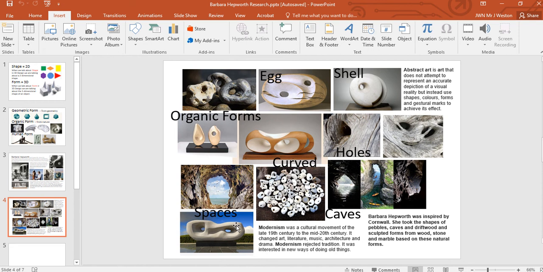So we can clearly see the link between a Barbara Hepworth sculpture and natural forms which are found on a beach in nature in Cornwall.